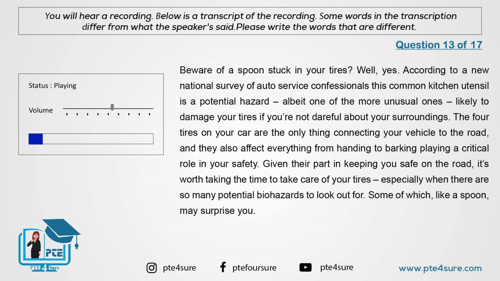Beware of a spoon stuck in your tires? Well, yes. According to a new national survey of auto service professionals, this common kitchen utensil is a potential hazard, albeit one of the more unusual ones, likely to damage your tires if you're not careful about your surroundings. The 4 tires on your car are the only thing connecting your vehicle to the road, and they also affect everything from handling to braking, playing a critical role in your safety. Given their part in keeping you safe on the road, it's worth taking the time to take care of your tires, especially when there are so many potential hazards to look out for. Some of which, like a spoon, may surprise you.